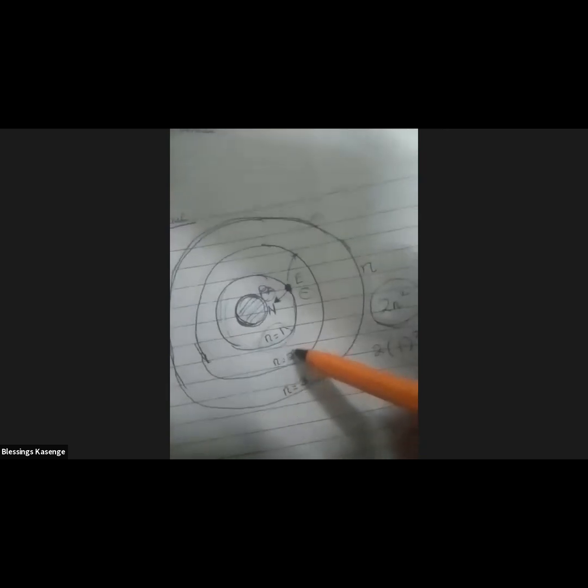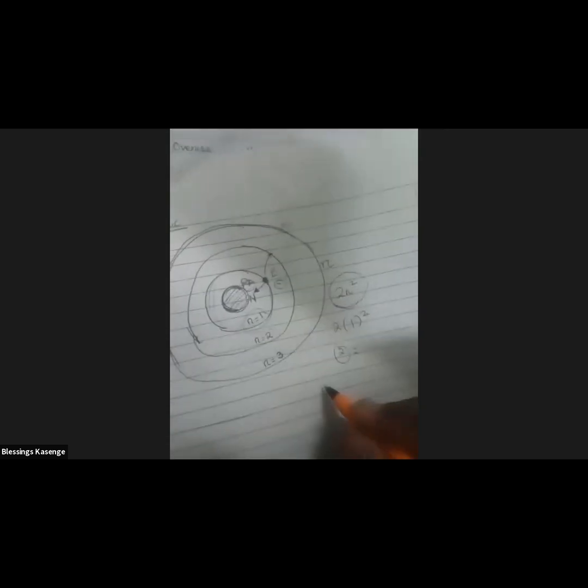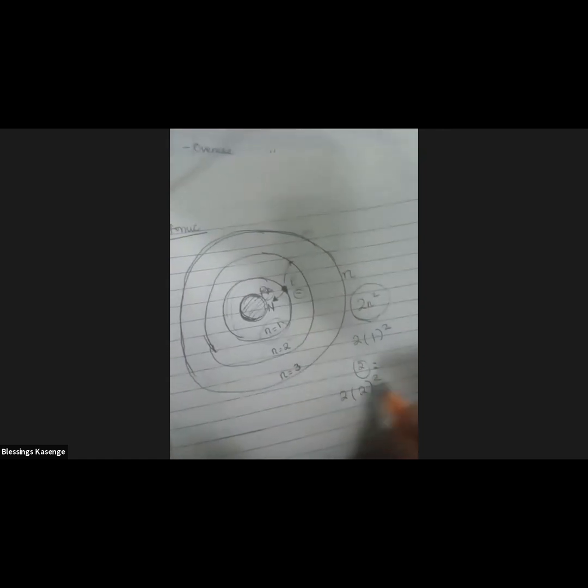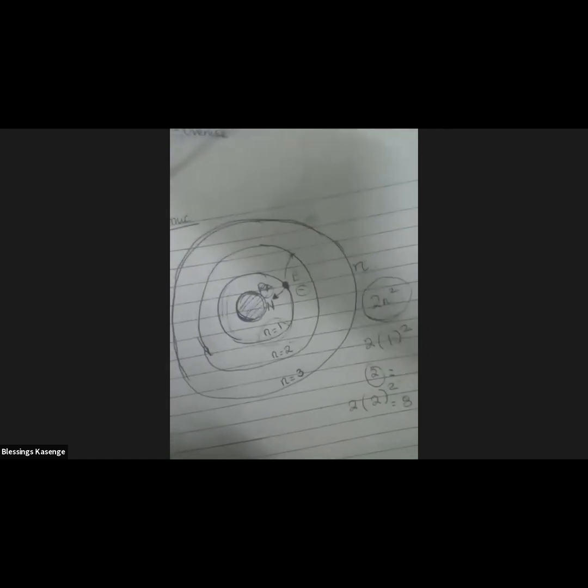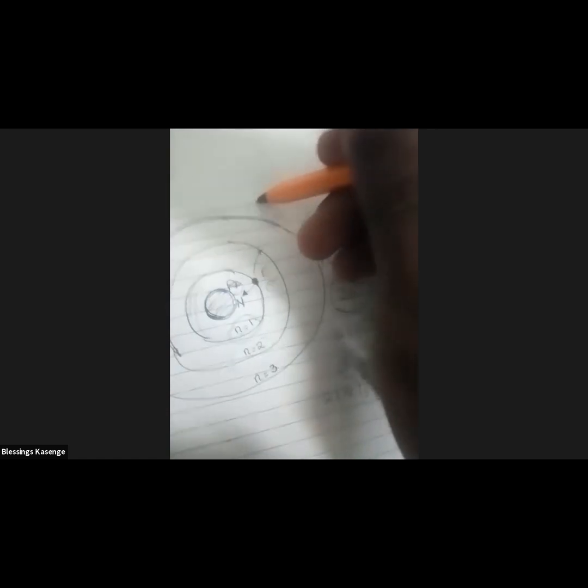The same thing, the second energy level, when we say n is equal to 2, it will be 2 squared. 2 squared is 4. 4 times 2 is 8. So the second energy level can accommodate a maximum number of 8 electrons. The same thing, if we put a 3 there, 3 to the power 2 is 9. 9 times 2 is 18. So the third energy level can accommodate a maximum number of 18 electrons.